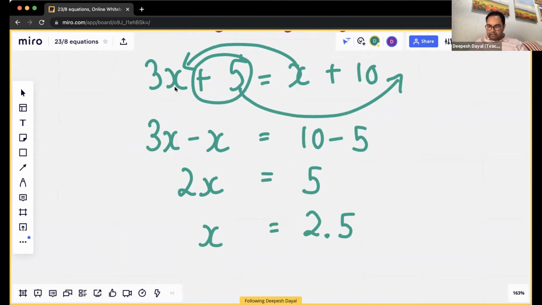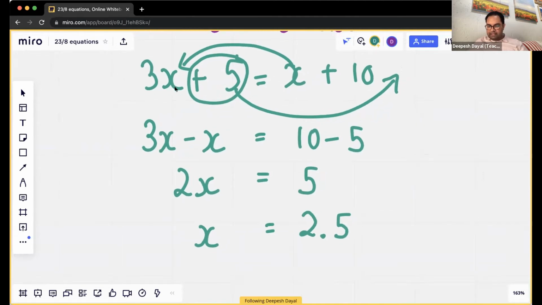Okay, so 3x plus 5 equals x plus 10. You take the x over, it becomes a minus. And you take the 5 over, it becomes a minus. So 3x minus x is 2x. 10 minus 5 is 5. And then x equals to 5 over 2, or 2.5. 2 times 2.5 equals 5. Okay.